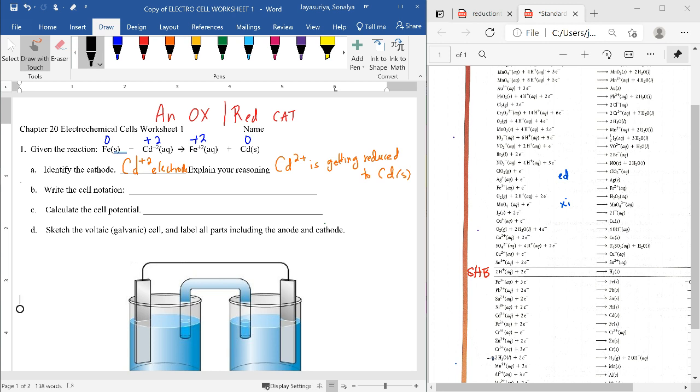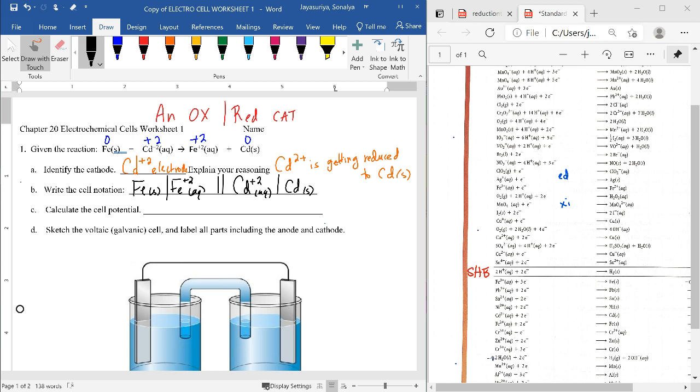So remember, cell notation is just separating oxidation and reduction. Iron solid vertical line is becoming iron +2 aqueous. Salt bridge is 2 vertical lines. Then cadmium +2 aqueous vertical line is becoming cadmium solid. Okay, there is your electrochemical notation for this galvanic cell. So remember the double vertical lines for the salt bridge.